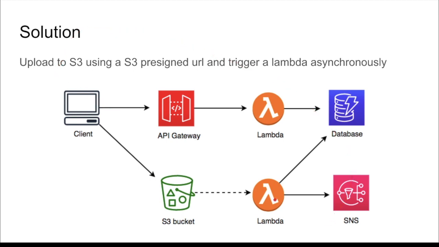So in this case, what I'm doing here is to invoke an SNS topic that will send an email to the client that the execution is successful. Now, if we look at the description here, upload to S3, that's fine, using an S3 pre-signed URL. So why do we actually need a pre-signed URL? Can't we just directly upload to S3?